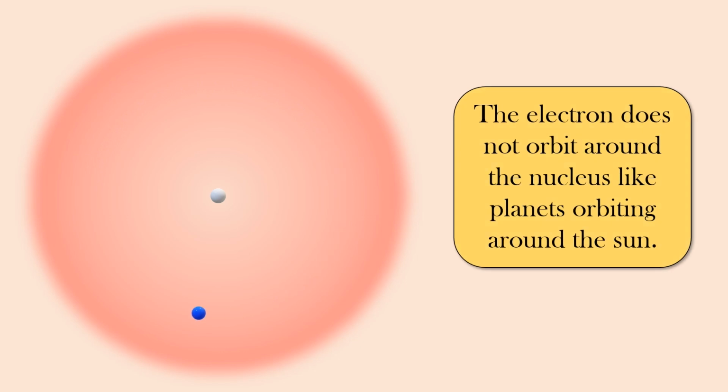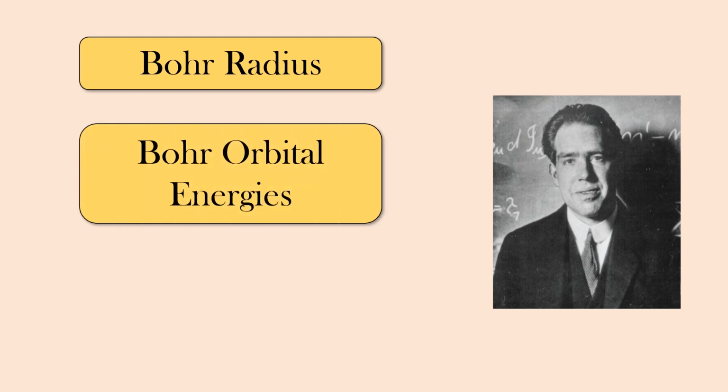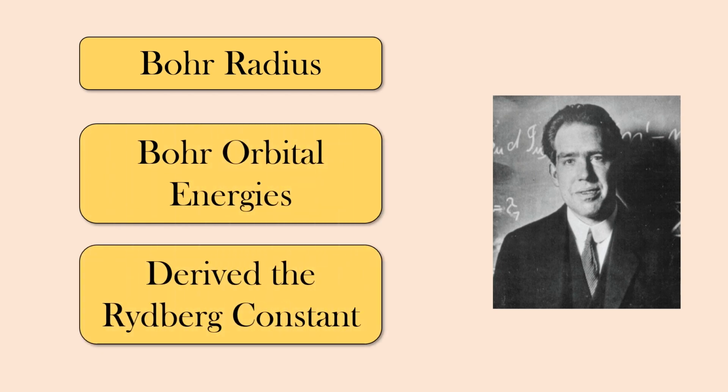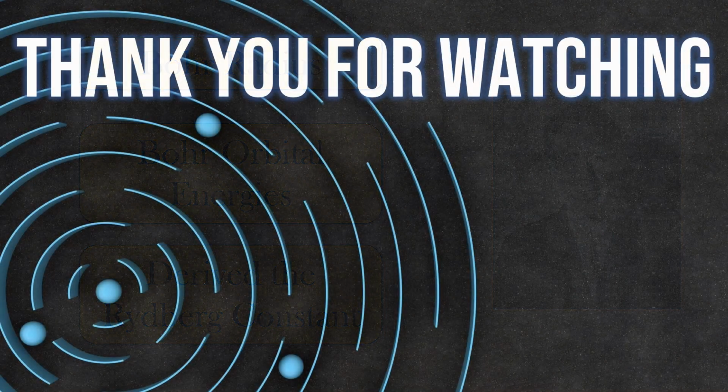Let's sum up. The Bohr circular orbital model is not accepted today. The electron does not orbit around the nucleus like planets orbiting around the sun. However, by using classical mechanics and imposing some quantum limitations, Bohr solved what is now called the Bohr radius of the hydrogen atom, which matches the radius found from experiments. Second, Bohr was able to solve the orbital energies. And third, he derived the Rydberg constant. Thus, the era of quantum mechanics begins.